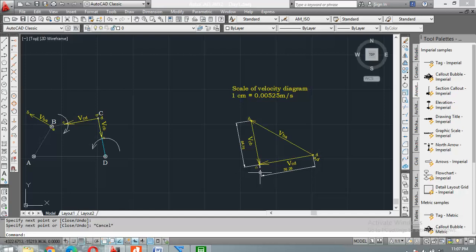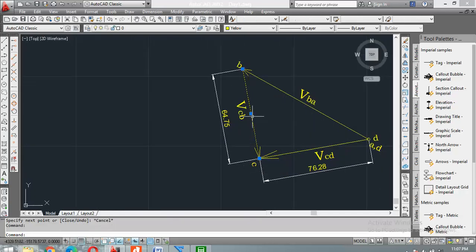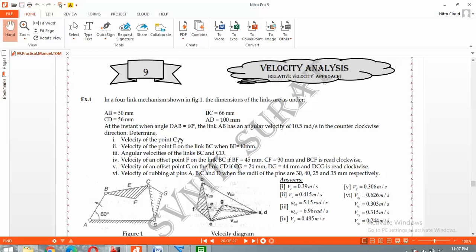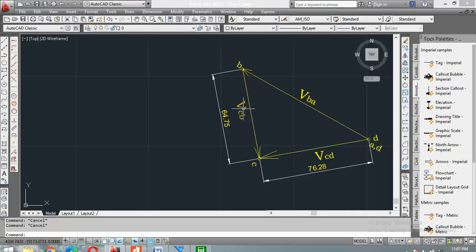But see, here it is confusing. This velocity vector also represents velocity of C, that is velocity of C with reference to B. This vector also represents velocity of C, but this is with reference to D. Here he had not given any reference. He is only telling velocity of point C. So which answer will you provide, velocity of C with reference to B or velocity of C with reference to D? Remember, both answers are different.